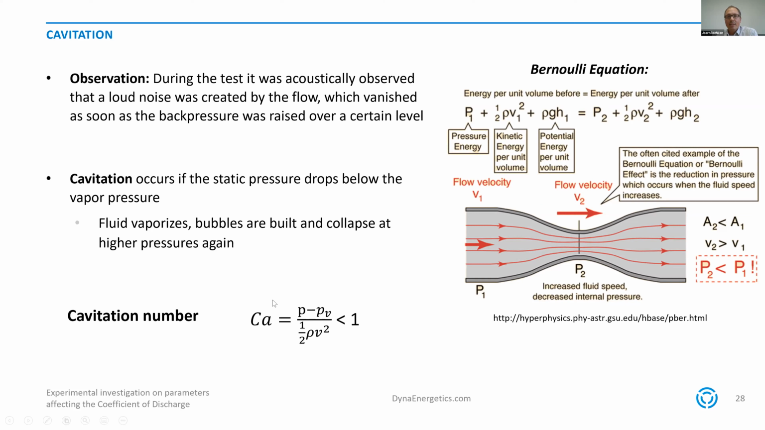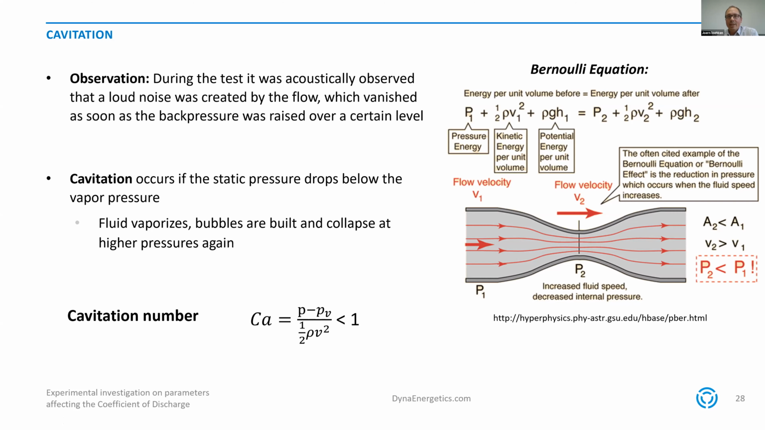And this can be expressed in the number called the cavitation number, which actually is the relation of this static pressure to the dynamic pressure. So it's depending on your flow velocity. And whenever this is smaller than 1, it's likely to have cavitation. Of course, also the vapor pressure of the fluid has to be considered in this equation.